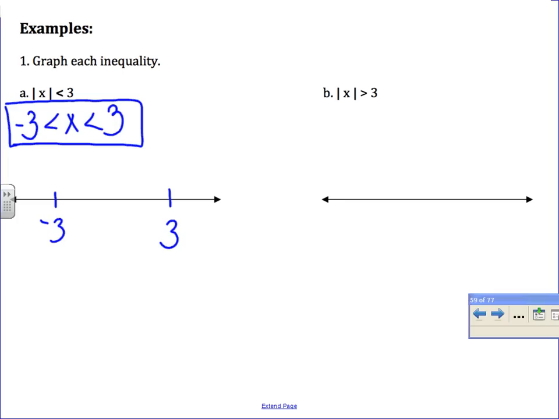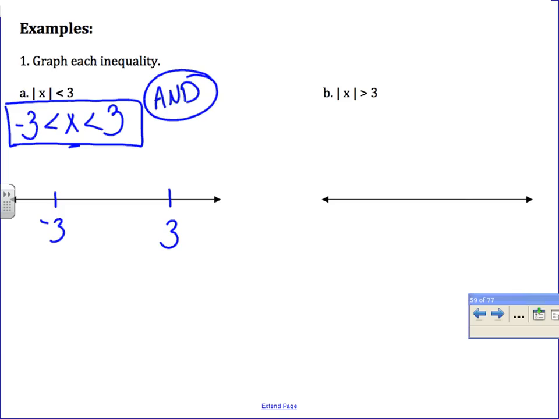Since it's an "and" compound inequality, if we pick a number like 0, ask yourself, is 0 greater than -3? It is. Is 0 less than 3? It is. So any number in between there has to be true. Since it's an "and" compound inequality, your graph's going to kind of look like a dumbbell.